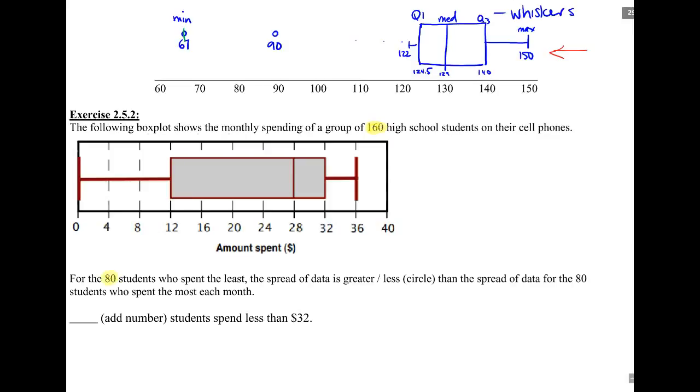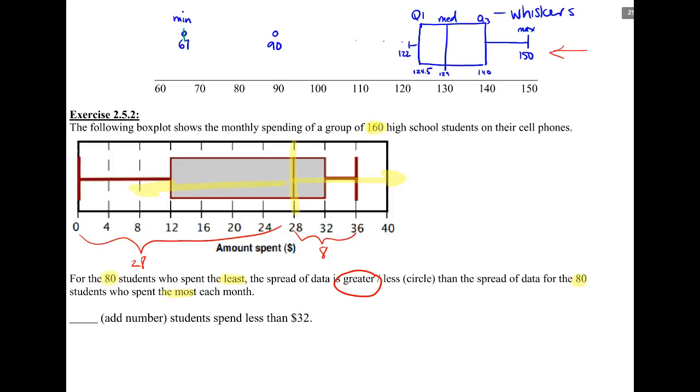The key here is that we're starting with 160 students. So when we talk about the 80 students who spent the least versus the 80 students who spent the most, well, we're just dividing this in half. So this is going to be the median, and the most will be on this side versus the least on this side. And then we're trying to figure out where the spread is the most. So we can easily look here and see the spread is 8 on that upper half versus 28 on the lower half. So the 80 students who spent the least have far more spread in their data than those who spent the most.